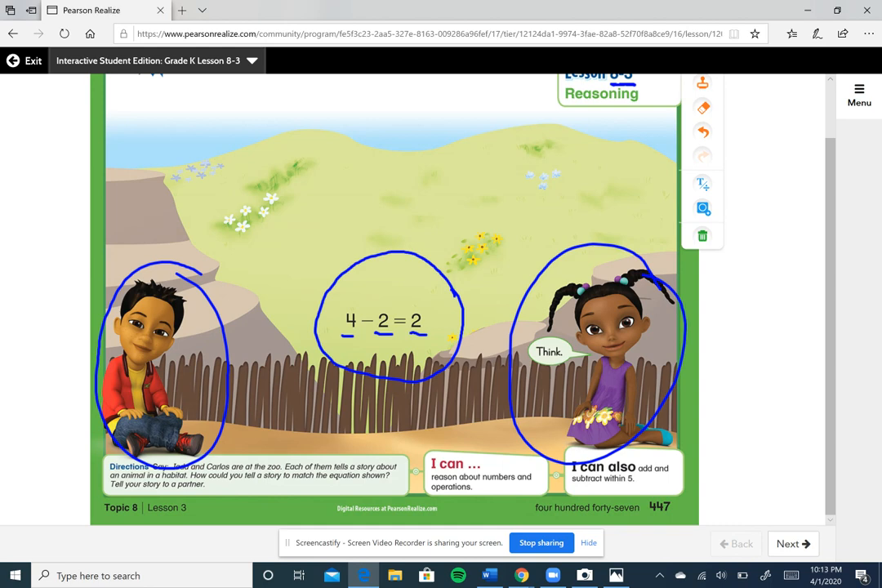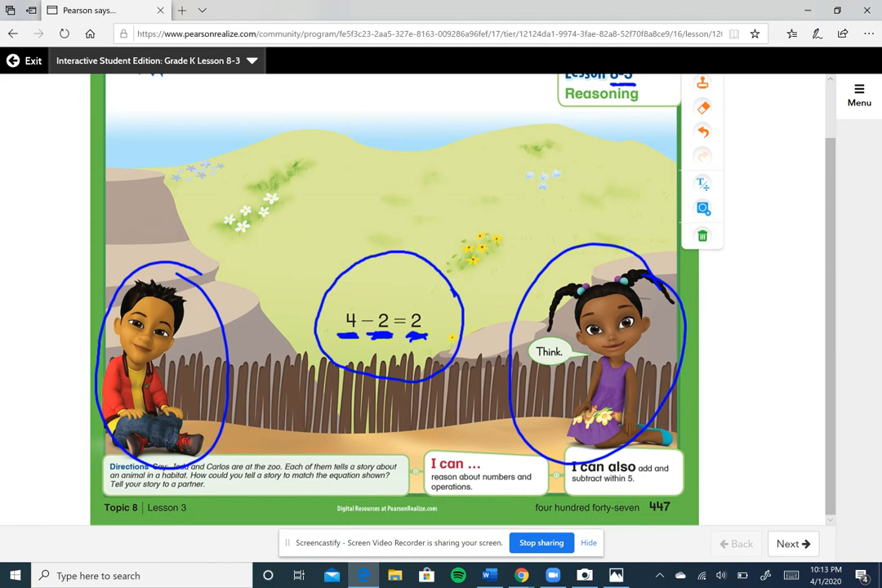So I am going to say we're at the zoo and I see 4 penguins. Okay, that's where I get the 4 from. And then 2 of them leave and go swimming, and there are 2 left over, or 2 remaining. So there were 4 penguins, 2 of them left, and now there's 2 remaining.